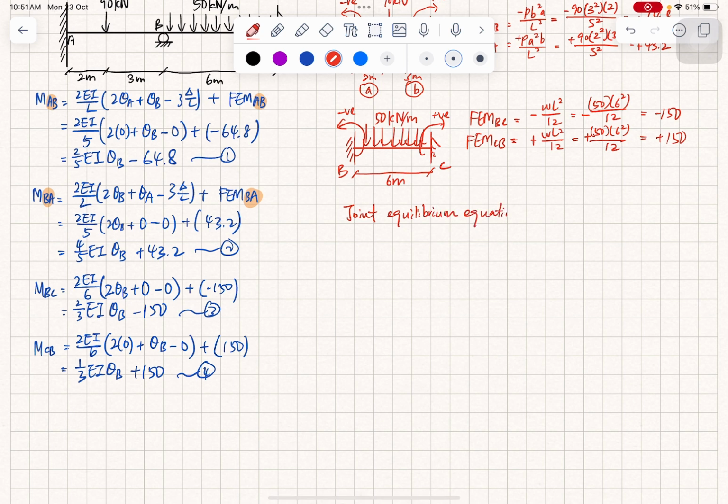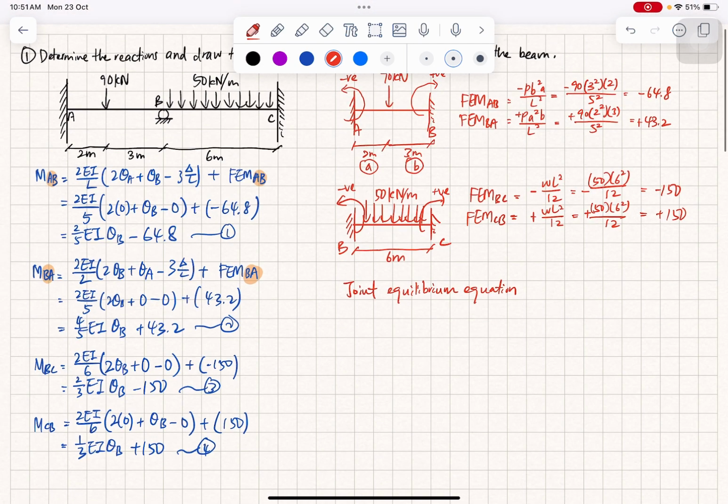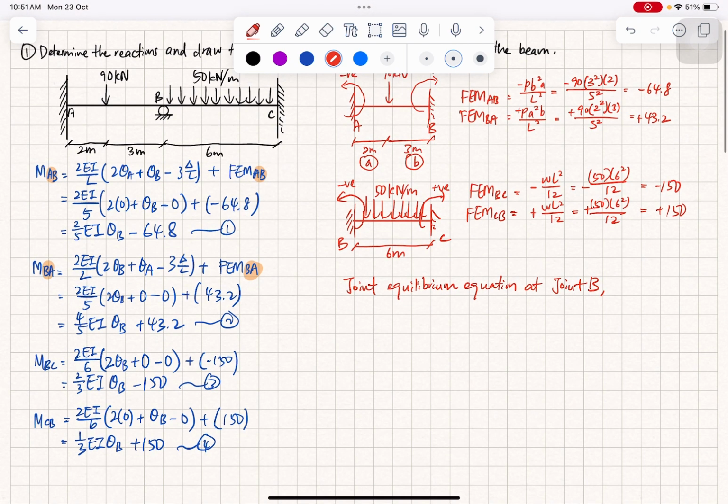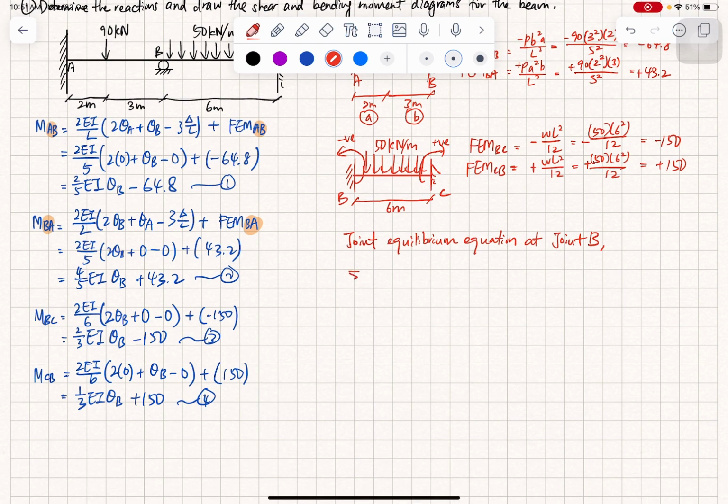Equation. Okay, joint equilibrium equation, we have to see this is a roller here. Point B is a roller. Okay, at joint equilibrium at joint B, the direction produced by the roller support is always a vertical direction. So the moment at point B is 0.